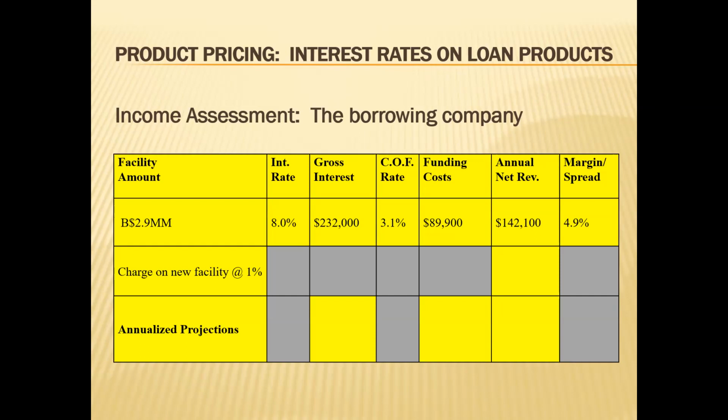All righty. So the facility amount is 2.9 million. And so we've worked out the interest rate. The next line is the charge on the new facility, and we are charging them 1%. And you see that everything else is grayed out except annual net revenue, because we charge them that 1% every year. So 1% on 2.9 million is how much?